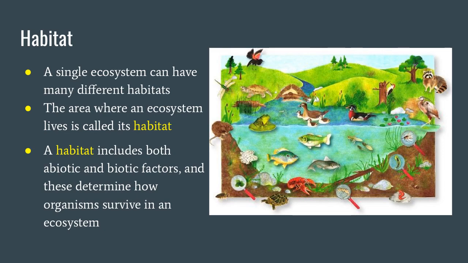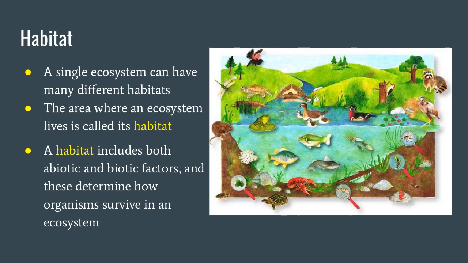One important thing to know within an ecosystem is something called the habitat. So a single ecosystem can have many different habitats. Here we have one ecosystem and a ton of different habitats for these organisms. So the area where an organism is going to be living is that habitat, and the habitat includes the abiotic and the biotic factors, and these determine how the organisms survive in the ecosystem.